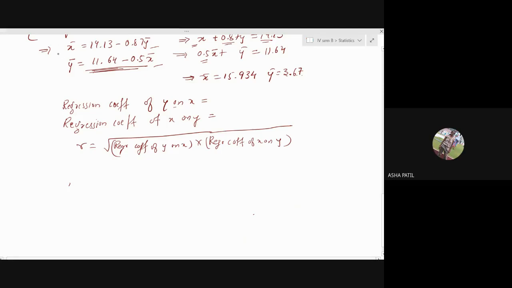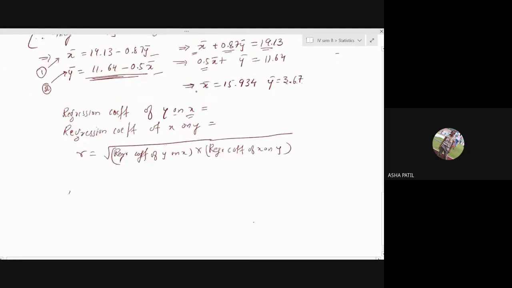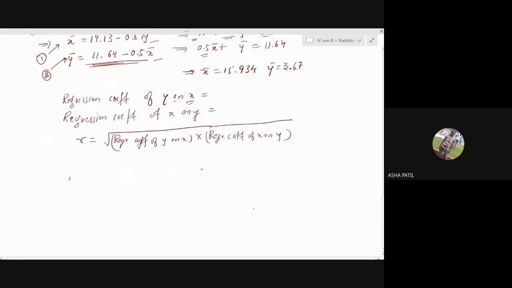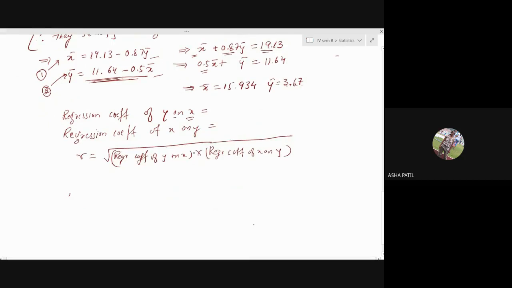This is a first line. This is your second line, right? Which line will you consider for the regression coefficient of y on x? Y on x means which line is there? The lines should be considered without bar there. Then what is the coefficient?